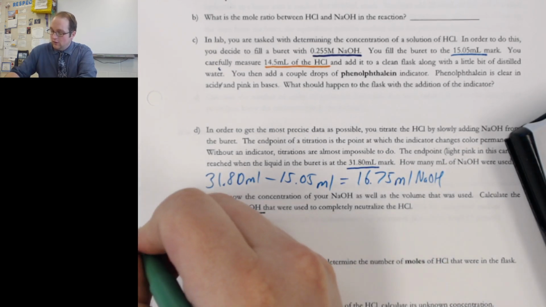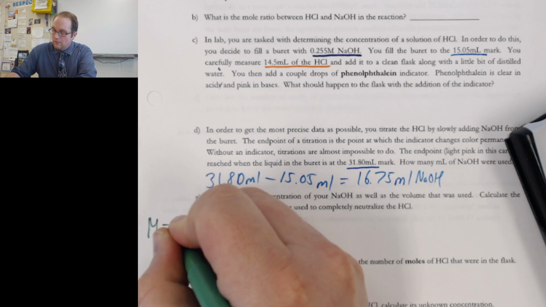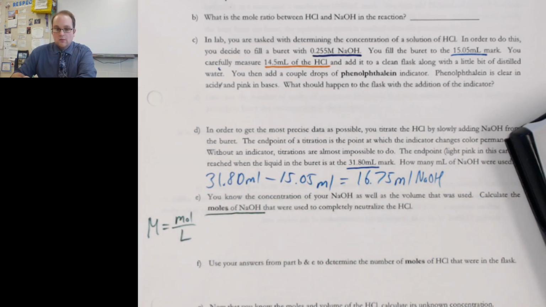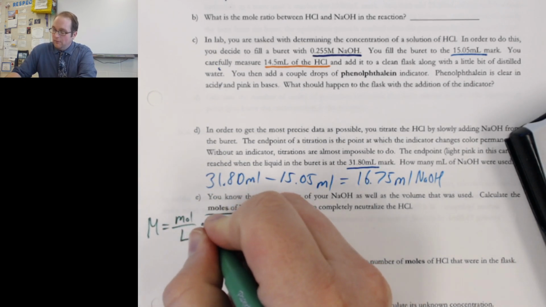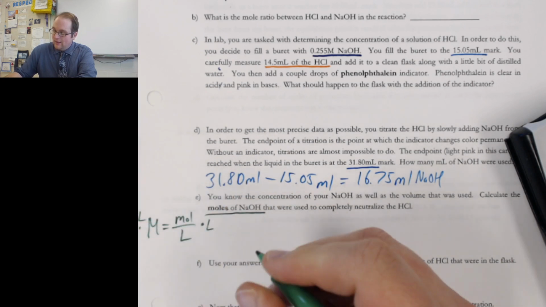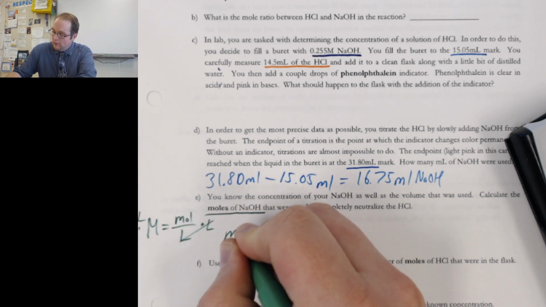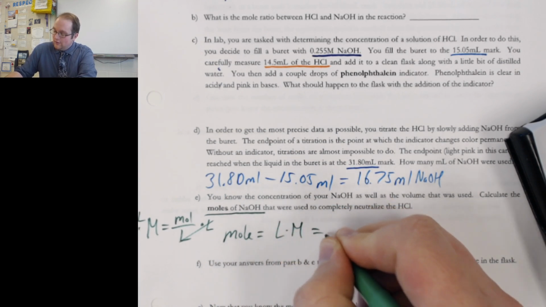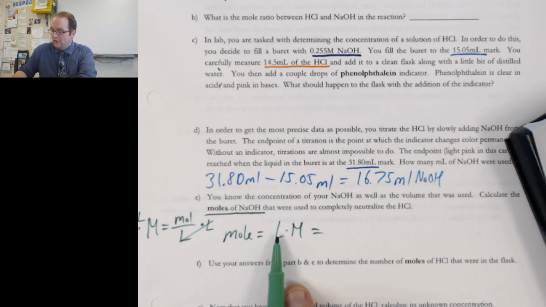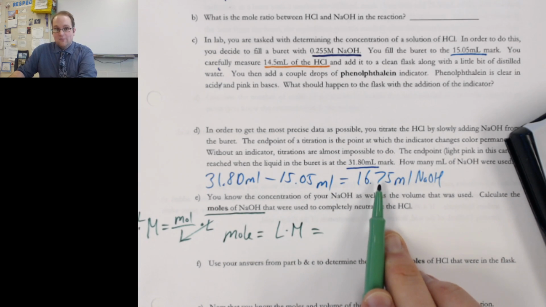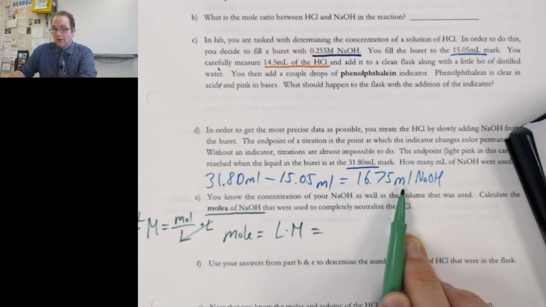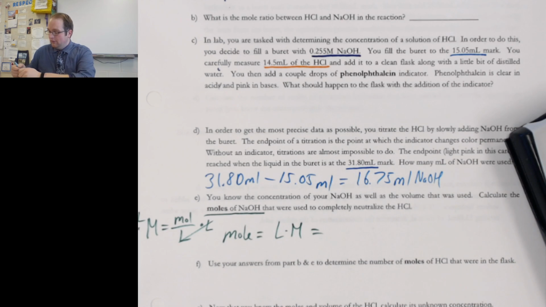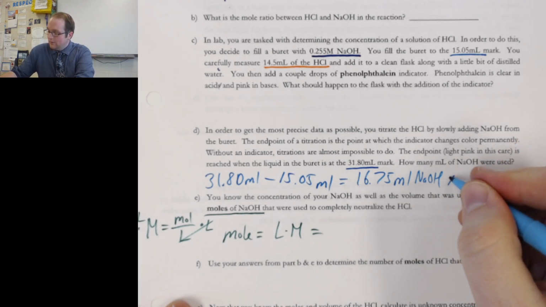So I'm going to use my molarity equation. I'm going to multiply both sides by L and find that moles is equal to your liters times your molarity. So we can go ahead and set up this equation. Now, I do want to be careful. I'm not going to plug this number in, right? That's in milliliters. So we might want to go back and convert this guy from milliliters to liters.